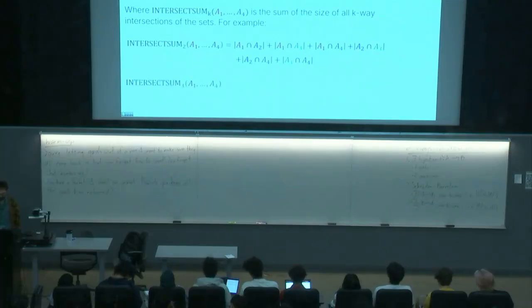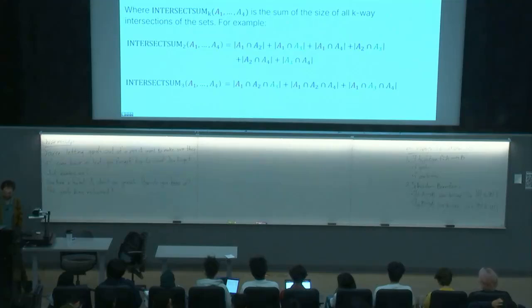Okay. What about intersect sum 3? Well, that's going to be these 3-way intersections. And am I missing anything? Are there any 3-way intersections you might observe? There's one. 2, 3, and 4. Okay, so we missed that one when I first showed it to you. And that is a sum of the sizes of these 3-way intersections because I picked k equals 3.